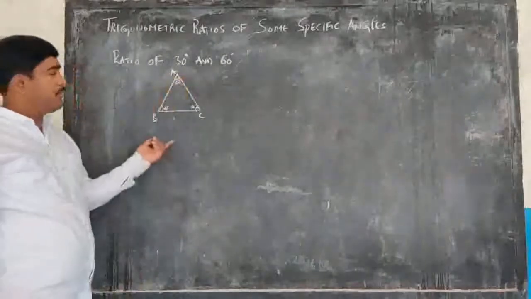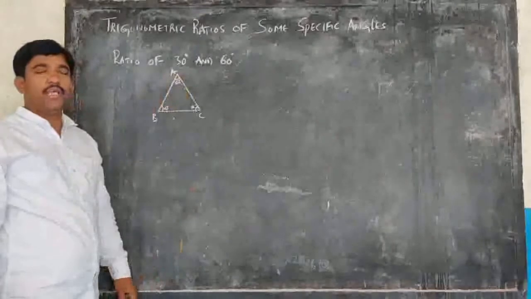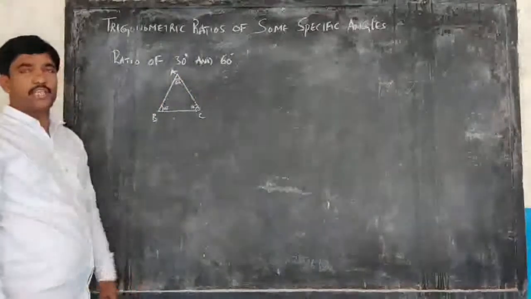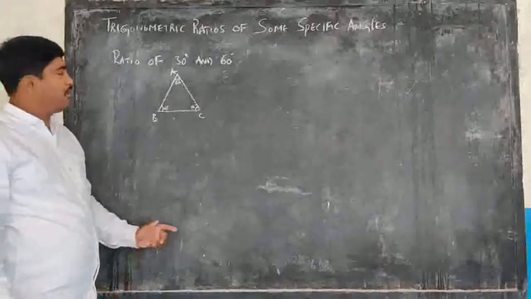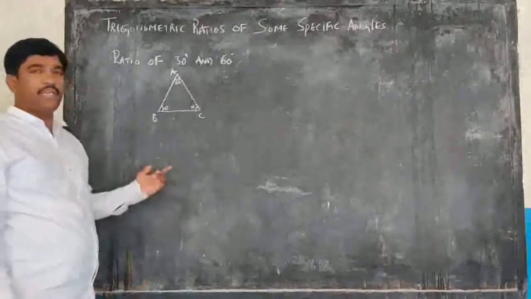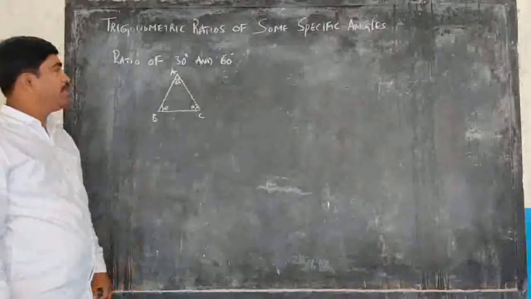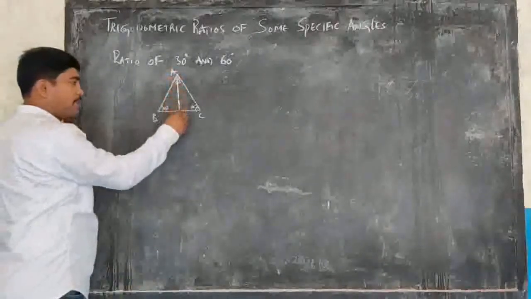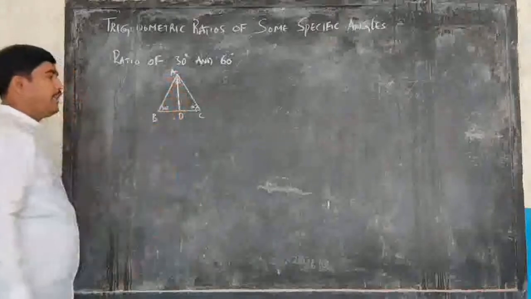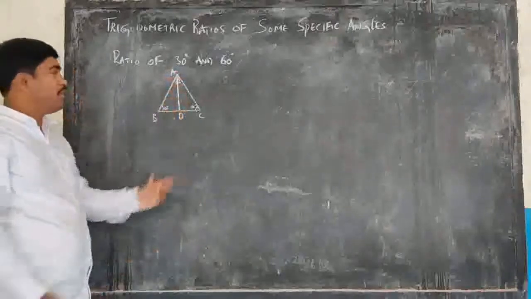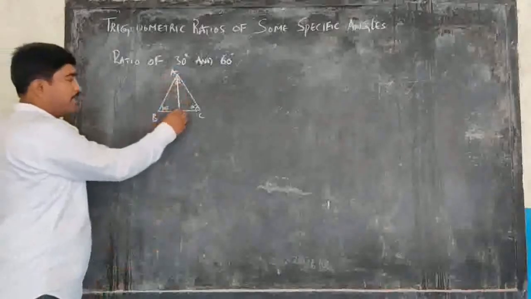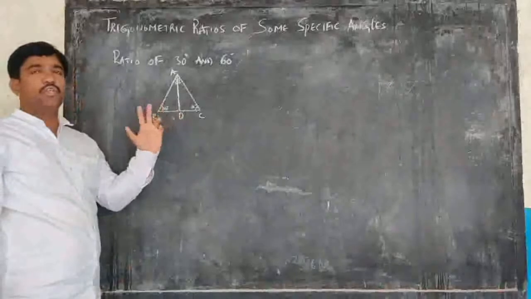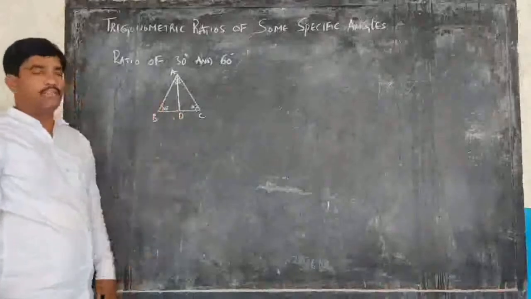Now, we know in trigonometry, we generally consider the right angle triangle. How can we make a right angle triangle for this equilateral triangle? Here, I draw a perpendicular bisector AD to the side BC. This AD, the bisector, will divide this equilateral triangle into two equal right angle triangles.